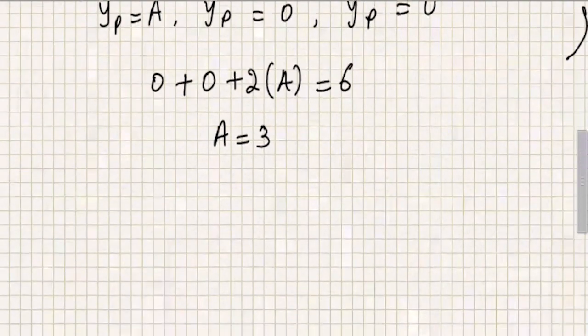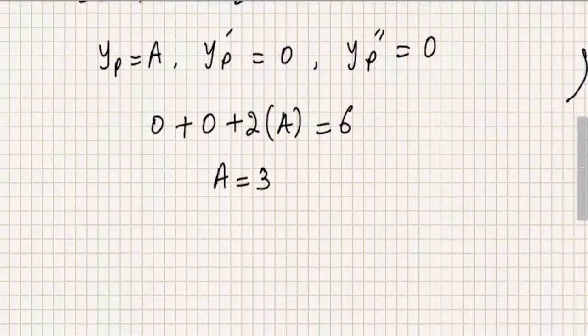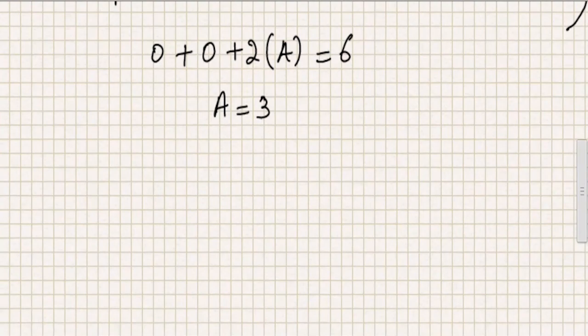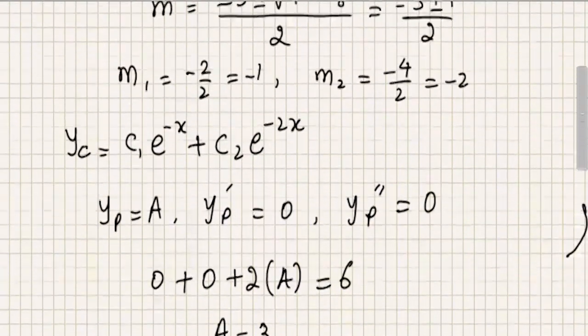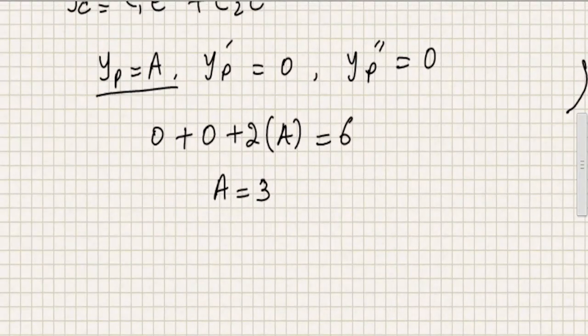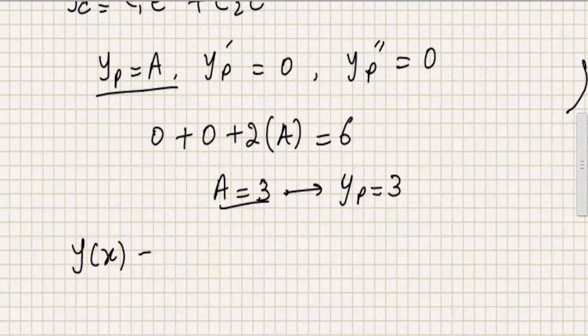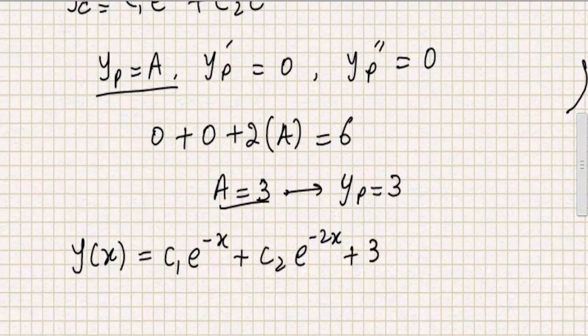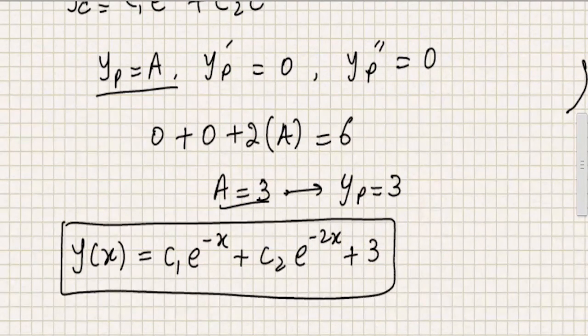But just to give you the conceptual idea, because in more complex examples you may need to compare the coefficients for different types of functions. So now we write the particular solution based on this, and the particular solution is equal to 3, right? So now the general solution y of x can be written as c1 e to the power minus x plus c2 e to the power minus 2x plus the particular solution 3. And now this is our general solution for this non-homogeneous differential equation.